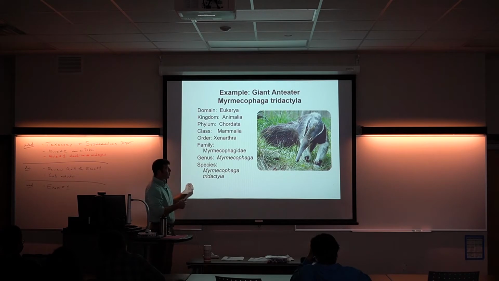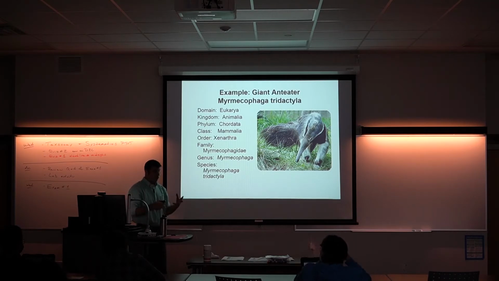Anteaters are xenarthrans, but also all of the armadillos are xenarthrans as well. So we have that 9-banded armadillo here, and if you find armadillo bones, you will see that their vertebrae also have this X shape to it, indicating that they're also part of this xenarthran group.